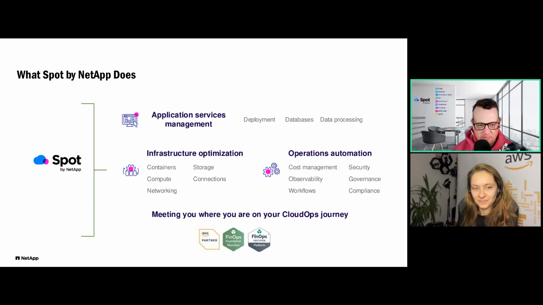And what does Spot by NetApp do at the end of the day? Because most of us hear NetApp and go, NetApp, the storage company? What are you doing in the cloud? So we talked about that unified infrastructure vision at the beginning, and here's what it looks like. What Spot by NetApp does is we make your cloud infrastructure easy to manage, optimize, and automate. We meet you where you are on your cloud ops journey. By doing that, we've partnered with AWS. We're a board member of the FinOps Foundation, and we're one of the FinOps certified platforms for cost management, right?